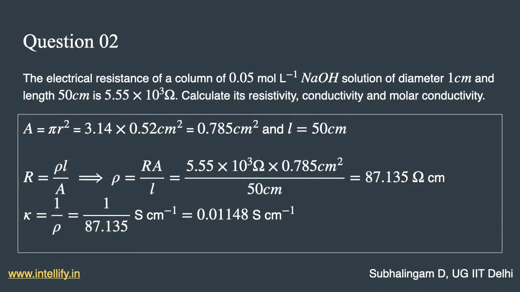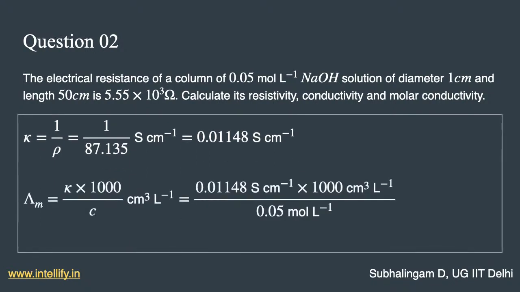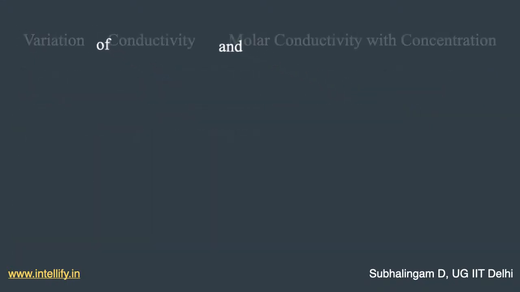Now we have molar conductivity to be solved. So molar conductivity, that is lambda m, is 1000 kappa by C centimeter cube liter inverse, and substituting back the values, we have molar conductivity as 229.6 Siemens centimeter square mole inverse. So I hope this question and the previous questions are clear. You should know how to solve such questions. So let's move on.